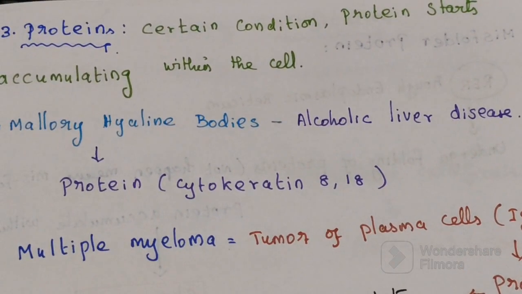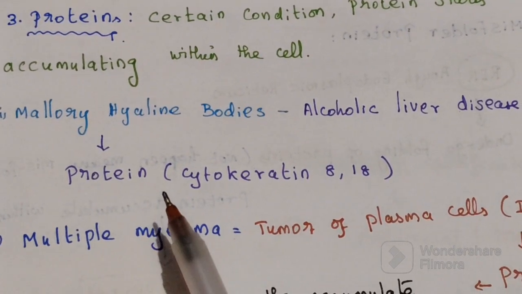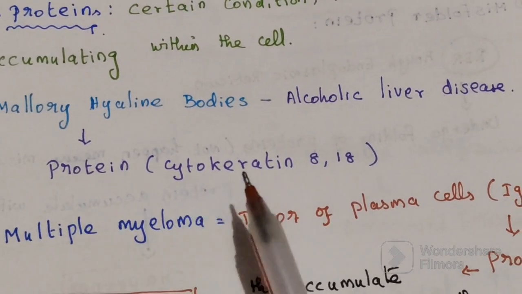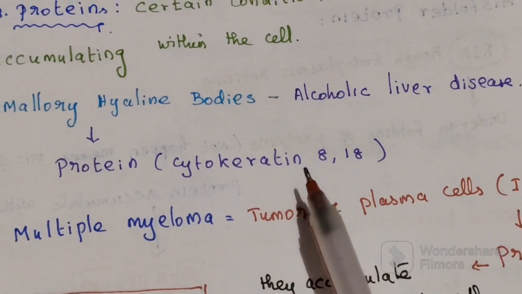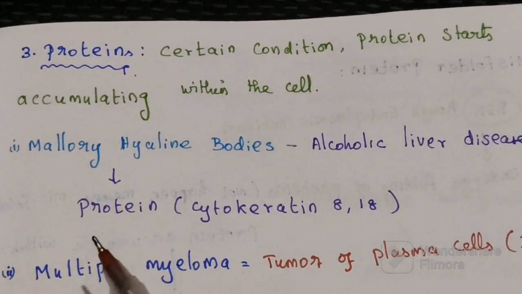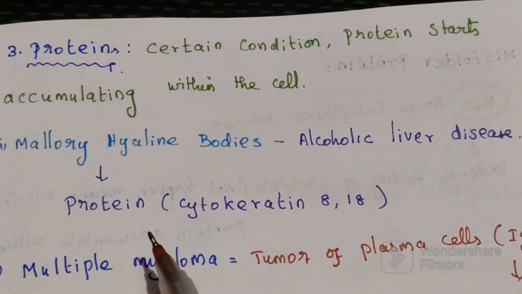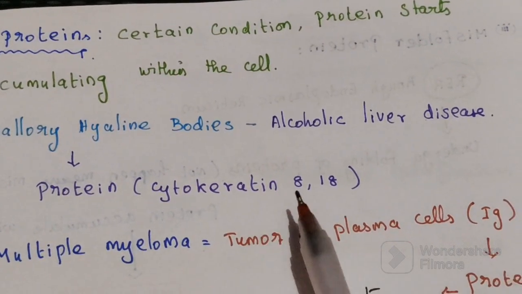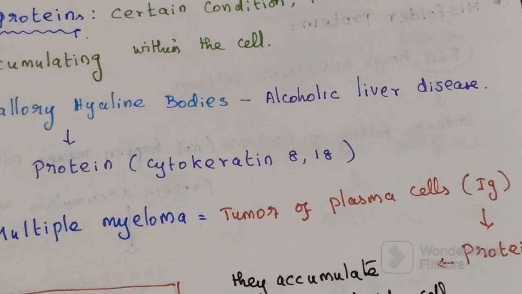These Mallory-Hyaline bodies are protein molecules. What are the proteins? Cytokeratin 8 and 18. These proteins accumulate inside the cell. So Mallory-Hyaline bodies is a protein, and the protein name is cytokeratin 8 and 18.